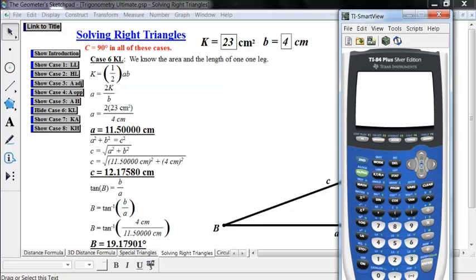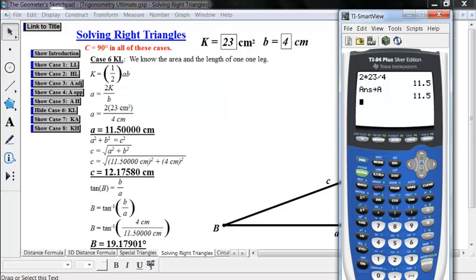That was probably easy enough you could do in your head, but let's check it here. 2 times 23 divided by 4, and that is 11.5. And let's store that as A. We might need that later, so store that as A.